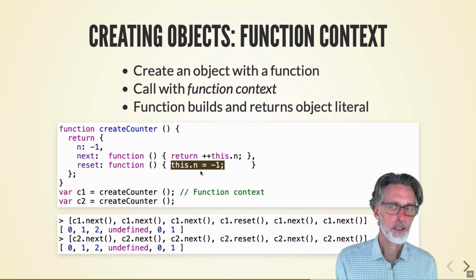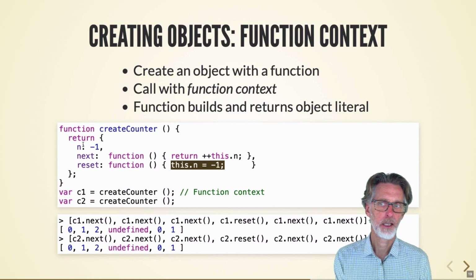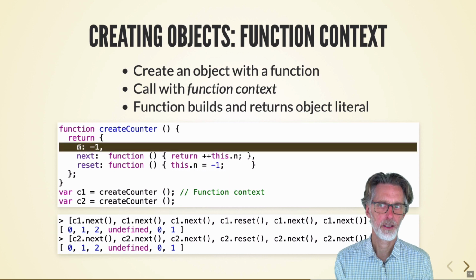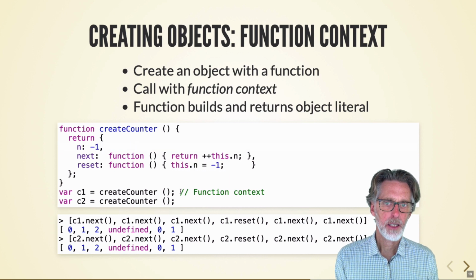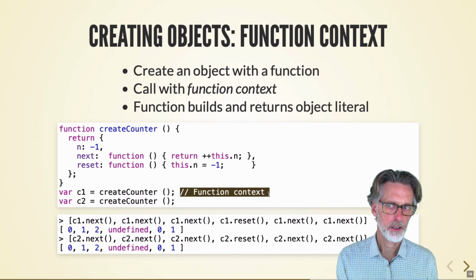But then after the reset, if we keep going forward, we'll get 0, 1 as you expect. And of course, C1 and C2 have independent state in their independent fields. In this case, I'm creating the counters using the function context.